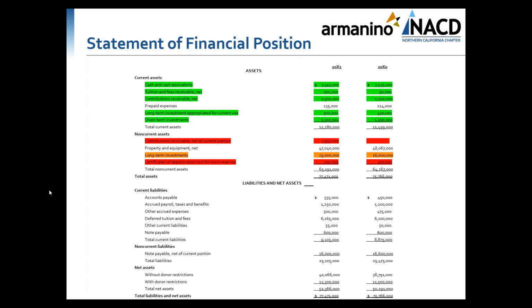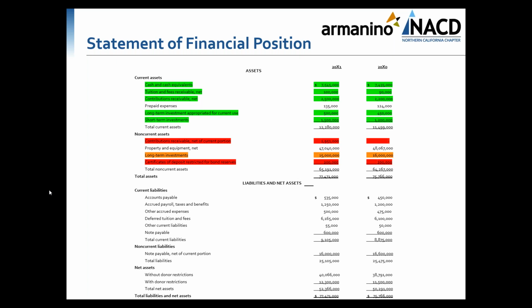Now, there may or may not be some program restrictions, for example, on the contributions, but we might assume that it's going to be liquid within the next 12 months. A couple of things that we talked about on the previous slide that could make financial assets not available are highlighted there in orange and red. The orange highlight is a long-term investment portfolio. In this scenario, we might assume that most of those investments are tied to your corpus on your endowment in this example. So that's not something you can touch.